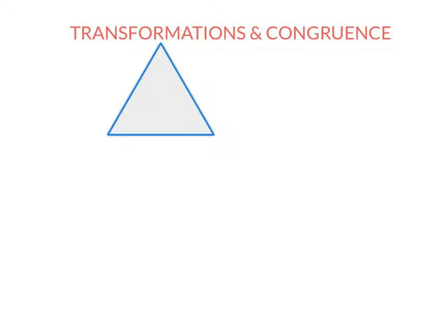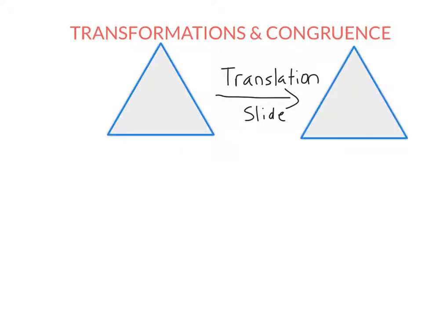So let's start with a translation. A translation is just a slide. I'm going to take the shape and simply move it over. So there you can see that I have the exact same shape, it's just been moved across.